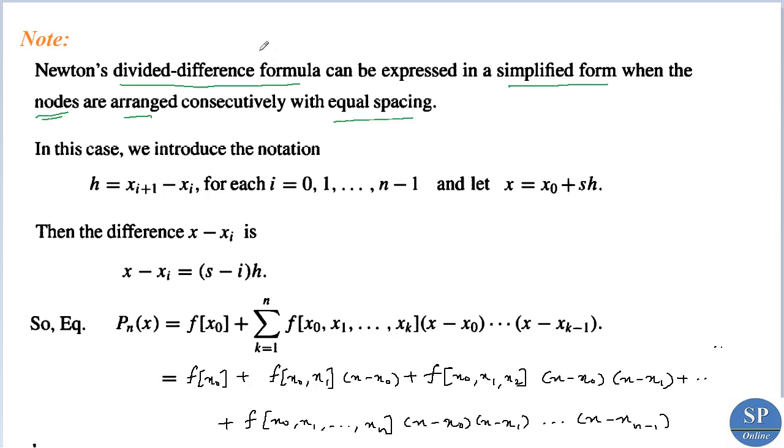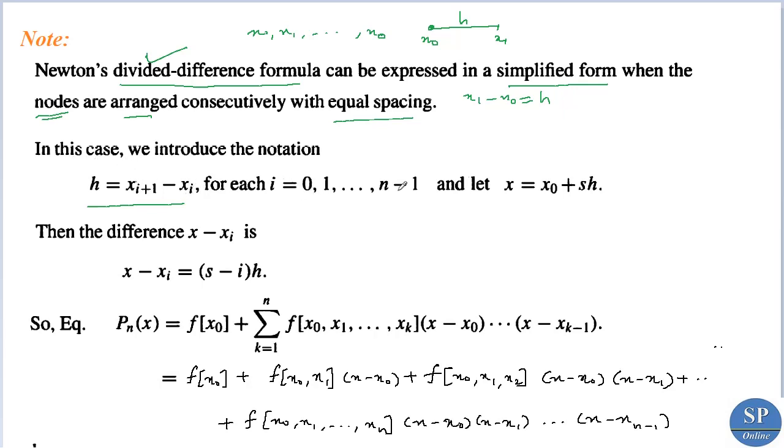That is, if the points x0, x1, etc., xn are arranged at an equal distance, then we can express the divided difference formula in a simplified form. In this case, we can use the notation h equal to xi plus 1 minus xi. That means if this is the point x0, then x0 plus h is equal to x1. So this length is h. So x1 minus x0 is equal to h.